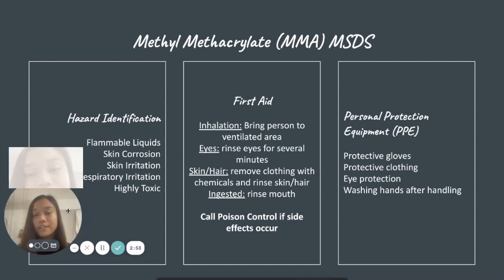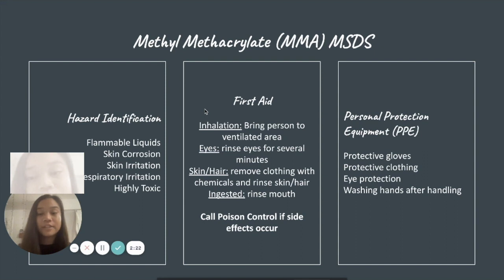According to Flynn Scientific, the MSDS sheet, its hazard identifications are flammable liquid, skin corrosion, skin irritation, respiratory irritation, and it is also highly toxic. If a person is exposed to the chemical, first aid measures would be, if it is inhaled, to bring the person to a well-ventilated area. If it gets in their eyes, you want to rinse for several minutes. If it gets on their skin or hair, you want to remove the contaminated clothing and rinse. And if it is ingested, you want to rinse your mouth. If side effects occur, you do want to contact poison control.